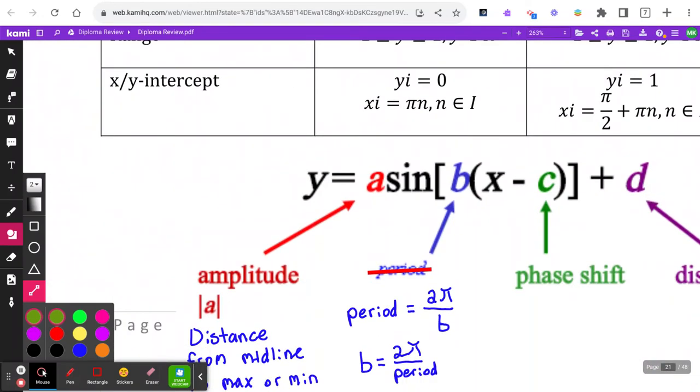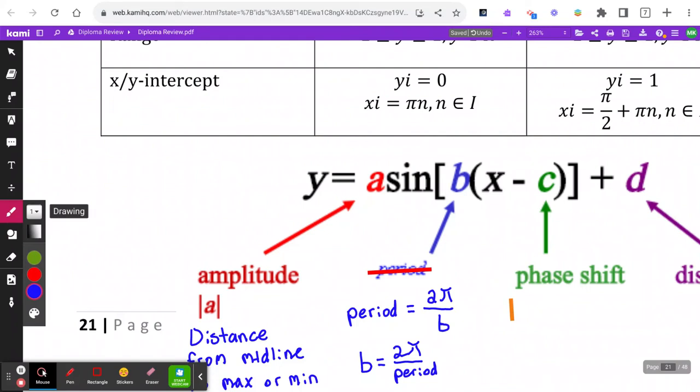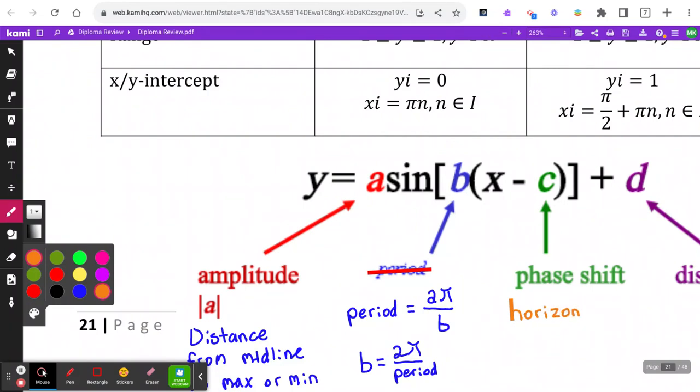Your C value is a phase shift. It's a horizontal shift. It's moving the graph left or right. It's pushing it one way or the other. Visually, that's hard to tell. For our sine and cosine graphs, think about where your starting point is, which is on the midline, and make sure that starting point gets over to the y-axis. Hopefully we get to a question like that.